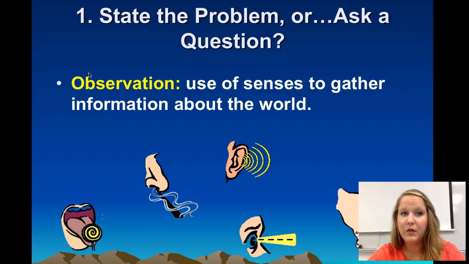So for example, you could make an observation that when you inhale helium, it causes your voice to go higher, or you notice that a certain object is flammable. So those are observations you're making, and from then you can state a problem. Why does helium cause your voice to increase in pitch? Or why is this object flammable? So through that observation, you stated a problem or asked a question.